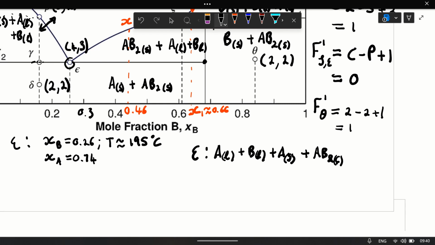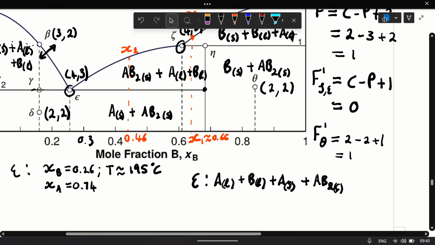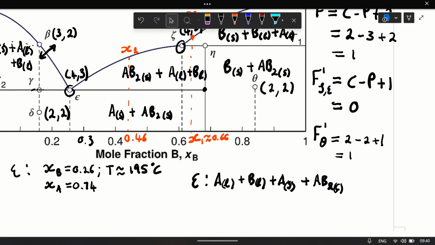Why is your number of degrees of freedom here just 1 and not 2, because you're in an area? Why can't you change the pressure or the temperature and the mole fraction for the point theta, because you should remain in this area. The number of phases is not really going to change. And the reason is because this ratio of AB2 to B complicates things relative to a relative amount, also to a certain extent. That's the wording I'm looking for.